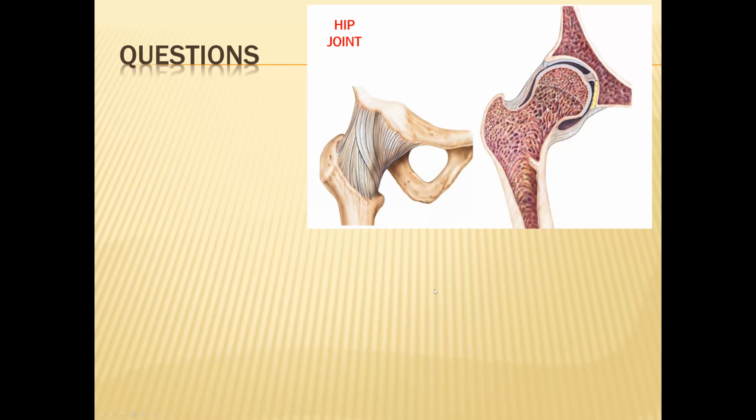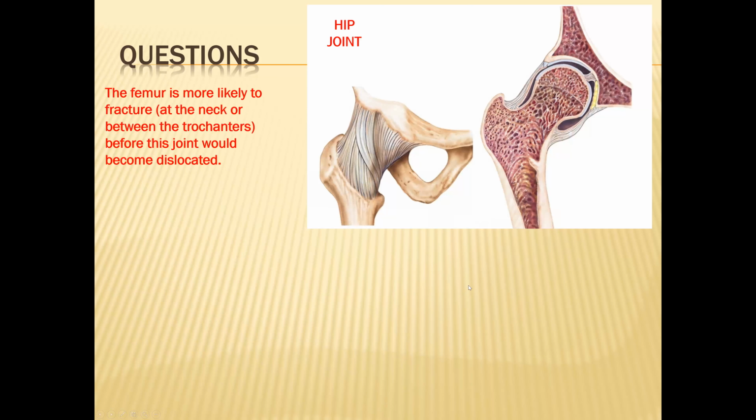That's just an aside. All right, so the question was, what is more likely to happen, a dislocation or a break? And the femur is more likely to fracture, and the femur will fracture either at the neck or between the greater and lesser trochanters before this joint would become dislocated. So you're more likely to get a break in the femur than you are to have the head of the femur come away from the hip bone.